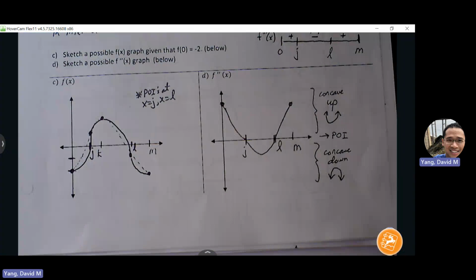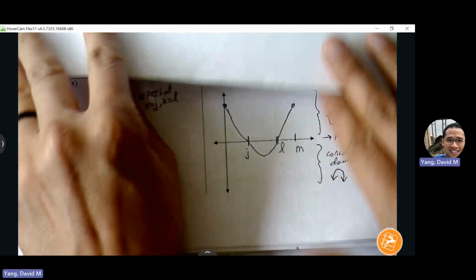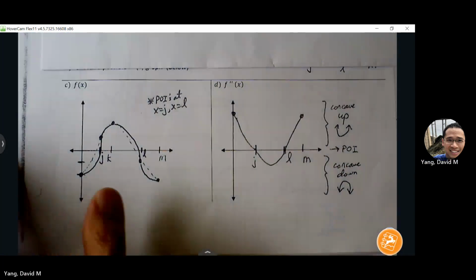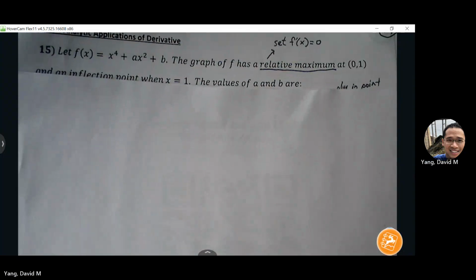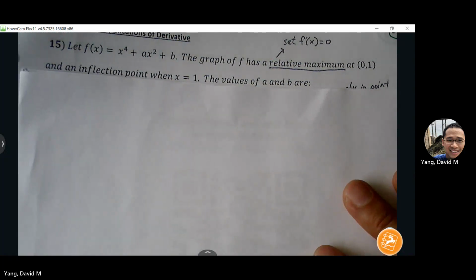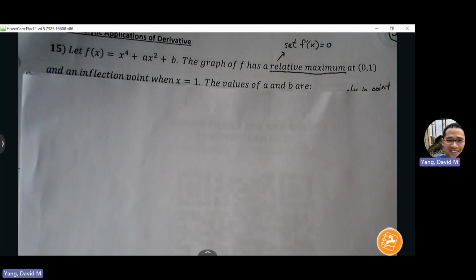Yeah, a lot of stuff going on for 15. A lot of interesting relationships here that doesn't seem apparent, but we can discover them as we read through the problem. So you've got a function x to the 4th plus ax squared plus b. The graph has a relative maximum at (0, 1) and an inflection point at x equals 1. The values of a and b are? So a and b are unknown constants that they're not telling you. Relative maximum means where f prime is equal to 0. So let's set that off to the side.